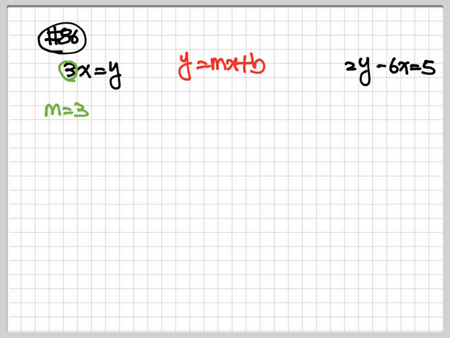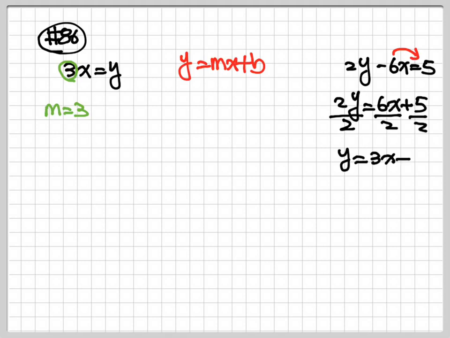For the next one, the second line over there, let's move the -6x to the other side. So here we have 2y is equal to 6x plus 5. Then after that, we're going to divide everything by 2. So y is equal to 3x plus 5 over 2. And again, we only care about the slope. So my slope is equal to 3. So those 2 slopes are the same. So those 2 lines are parallel.